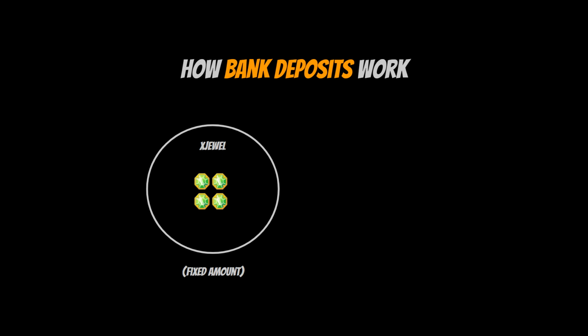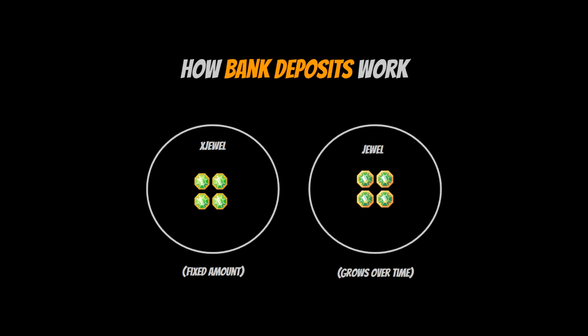The thing to understand is that in the bank, there are two pools. In the first pool, you have a number of X joules, and this number is fixed. It does not change over time. In this example, let's say we have 4 X joules to make this simple. And in the other pool, we have 4 joules. In this pool of joules, the number of joules grows over time. Here you can exchange 1 X joule for 1 joule. The ratio is 1 X joule to 1 joule.